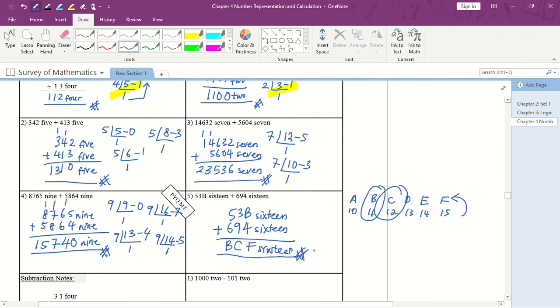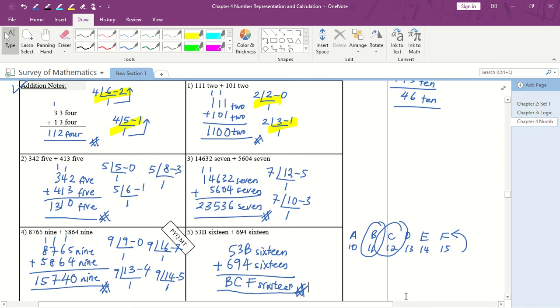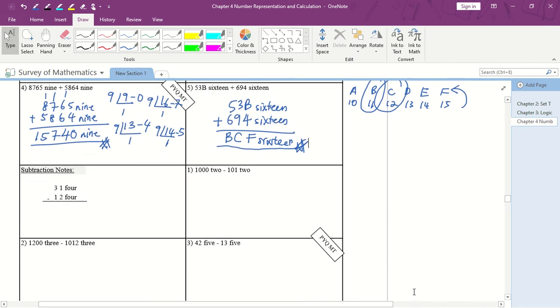So now we have learned how to do the addition, and let's start to learn about subtraction. But before I go to subtraction, let me compare with the subtraction in base 10 that we usually do. So for example, 31 base 10 minus 12 base 10.